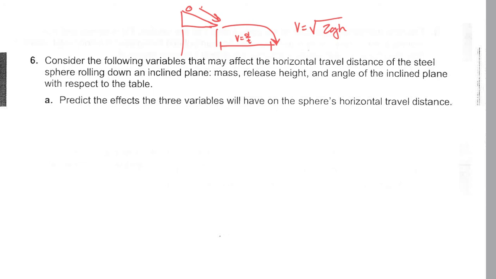So we need to look at the mass, the release height, and the angle of the inclined plane with respect to the table. Predict the effects of these three variables on the sphere's horizontal distance. Last week we talked about the horizontal distance, and we learned how to find it when rolling a sphere down. But this time we're going to change three different variables, and you just have to predict it.